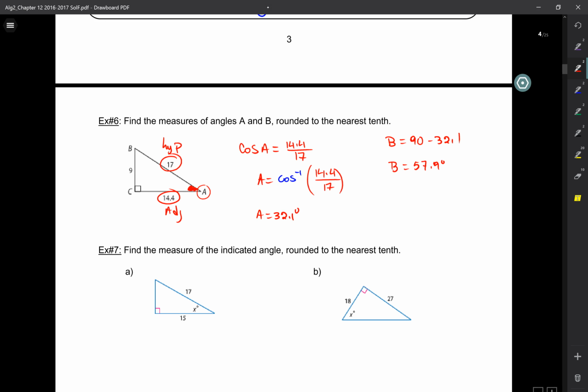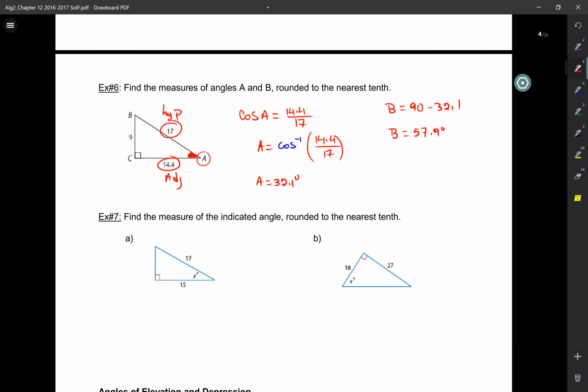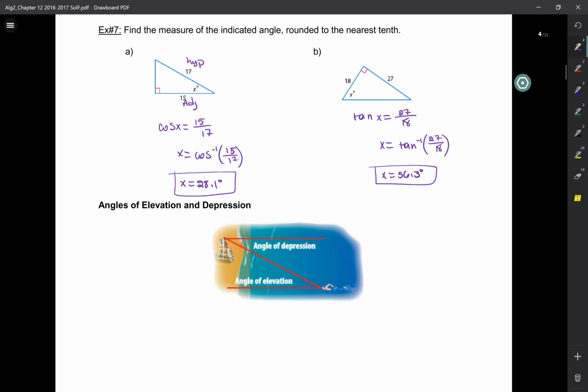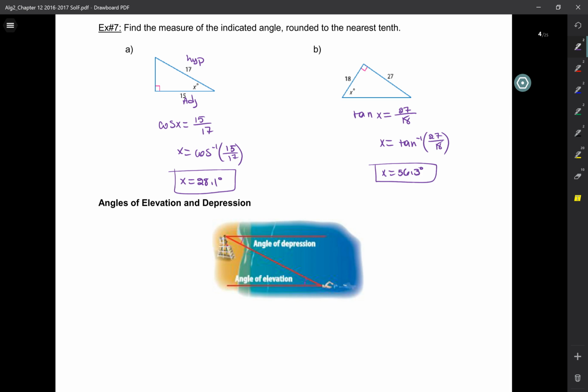Okay. Yeah, you don't have to do it right straight off the second. Okay, so I'm going to give you guys about 3 minutes to do example 7, A and B. Go. We can see for part A, we used cosine, and we got 28.1. For part B, we used tangent, and we got 56.3. Okay? Questions? All right.